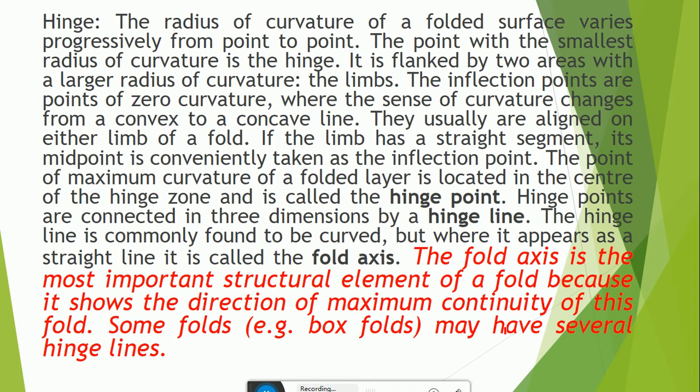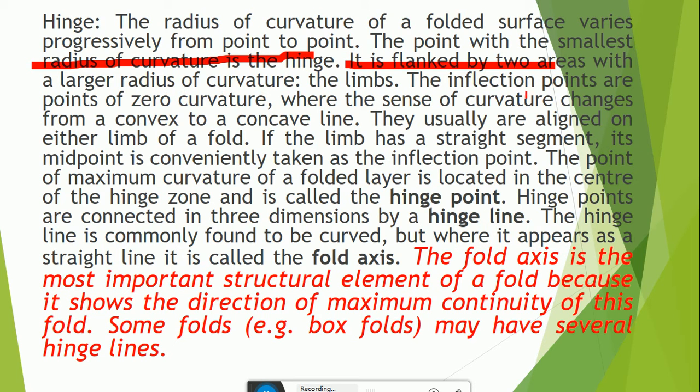Hinge. The radius of curvature of a fold surface varies progressively from point to point. The point with the smallest radius of curvature is the hinge, which is flanked by two areas with a larger radius of curvature. The hinge has the smallest radius of curvature, while the limb has the maximum radius of curvature.